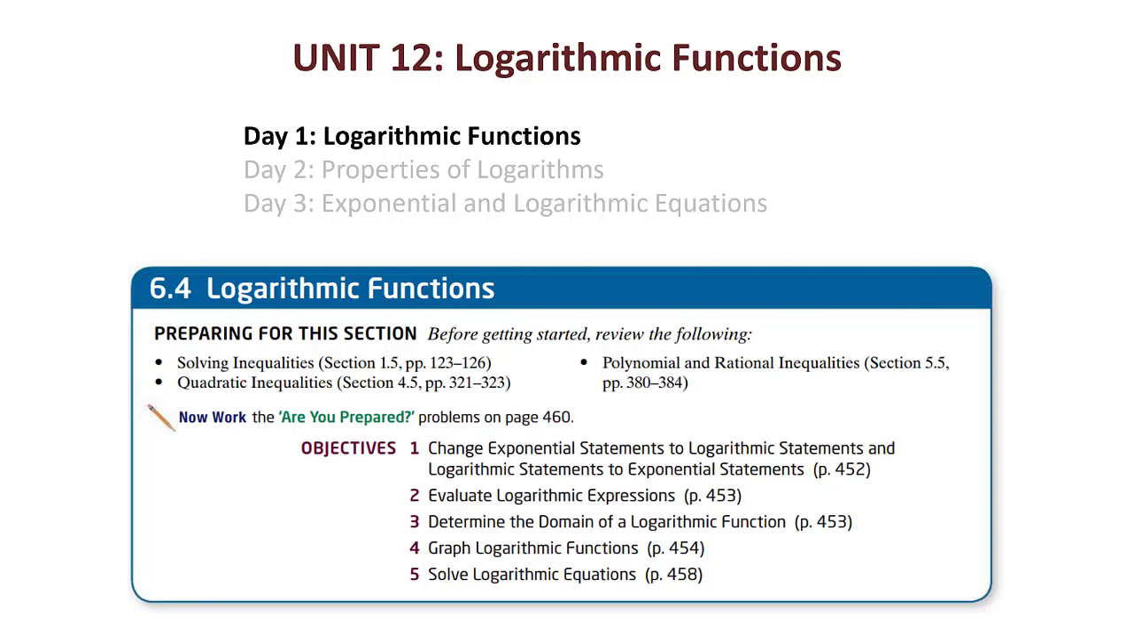Welcome. In this video we start Unit 12 on logarithmic functions. Day 1 is just about logarithmic functions in general. What are they? And from the book we're looking at section 6.4. We'll cover objectives 1, 2, and 5 today.